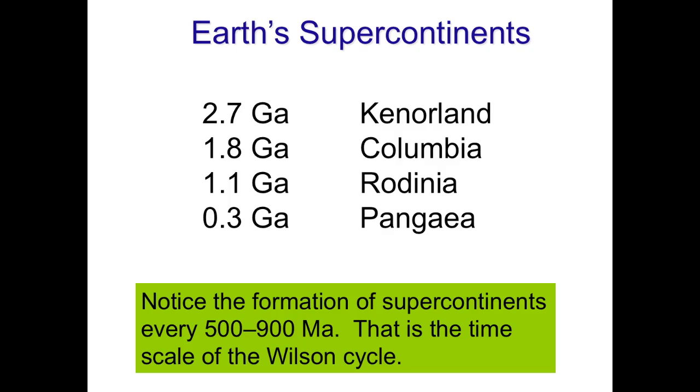Looking back on this slide, we see this period of supercontinents occurring on the planet about every 500 million to billion years. This is the time scale of the Wilson cycle. That's how long it takes for a supercontinent to form, dome up, rift, pieces of continents be spread around the globe, reform back again into another supercontinent.